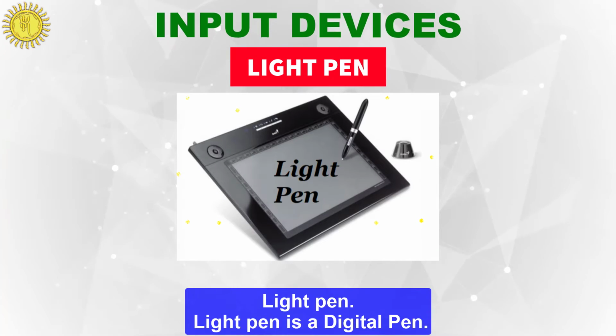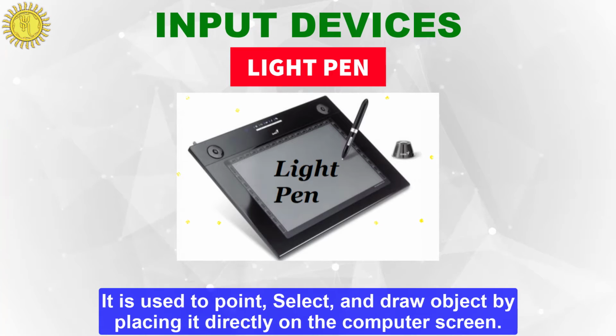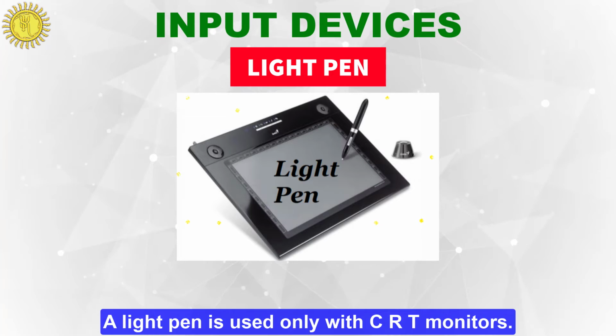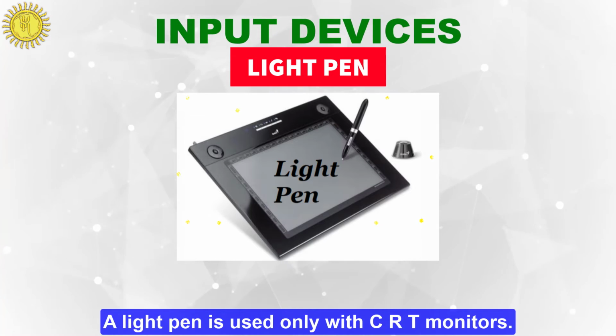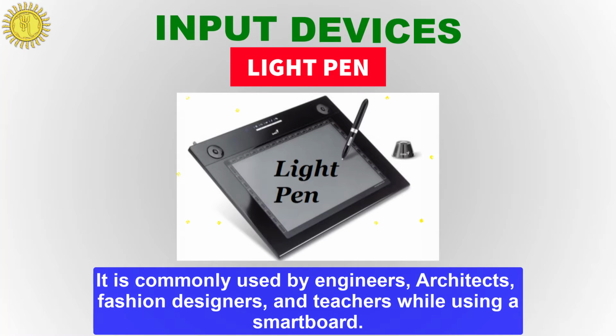Light pen. Light pen is a digital pen. It is used to point, select, and draw objects by placing it directly on the computer screen. A light pen is used only with CRT monitors. It is commonly used by engineers, architects, fashion designers, and teachers while using a smartboard.